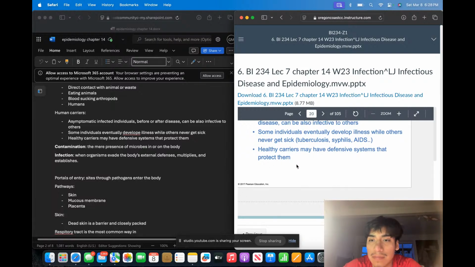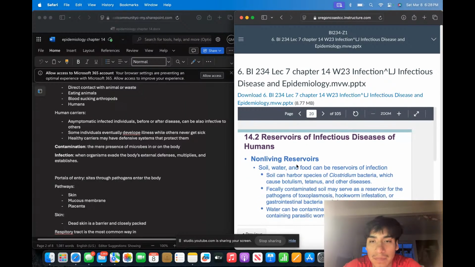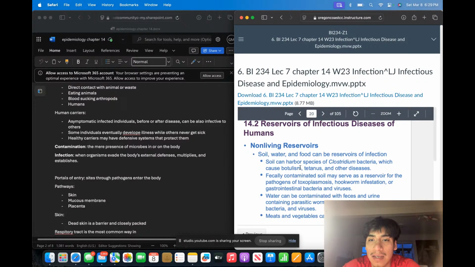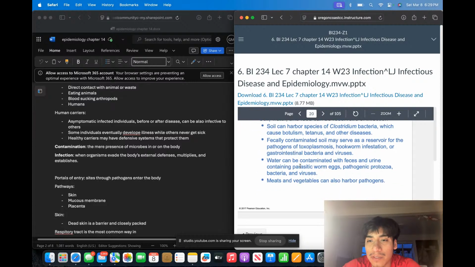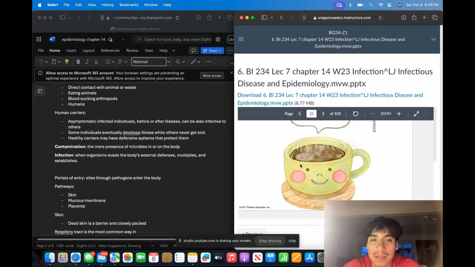Okay, now we're on to the non-living reservoirs. This includes soil, water, and food, which can be reservoirs of infection. Soil can harbor species of bacteria that cause botulism. Fecally contaminated soil, for example, can contain feces and urine with parasitic worms. Meats and vegetables can also harbor pathogens by extension. It seems like we had a break time here.